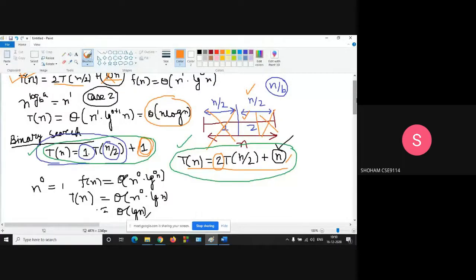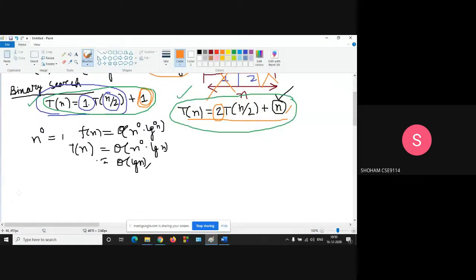Sir, a binary tree can be a skew tree also. Then the complexity will change, no? It would be order of n. A binary tree can be a skew tree, then the complexity would change to order of n.